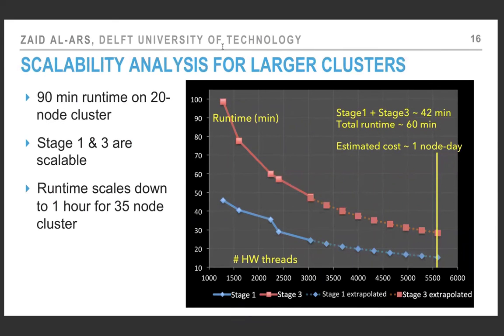We did an experiment to identify when we would be able to reduce the runtime of the pipeline all the way down to 1 hour. Based on the measurements we did up to 20 cluster nodes, and projecting this by reducing the runtime of stage 1 and stage 3 all the way down and keeping stage 2 runtime fixed, we see that we can bring the execution time of the GATK pipeline to under 1 hour when we run it on up to 35 nodes in the cluster.